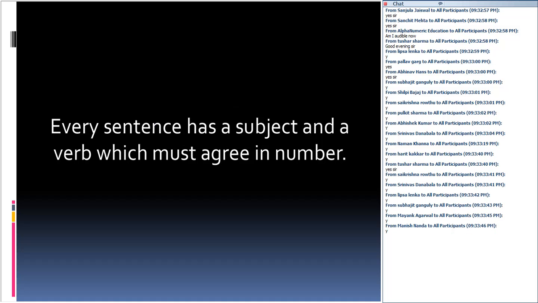Now, subject verb agreement. We all know that every sentence has a subject and a verb, and the subject and the verb must agree in number. That means they have to be either both singular or both plural. So, if the subject is singular, then the verb also has to be singular. If the subject is plural, then the verb that you use also has to be plural. This is a very basic rule of subject verb agreement, which I believe almost everybody is familiar with.